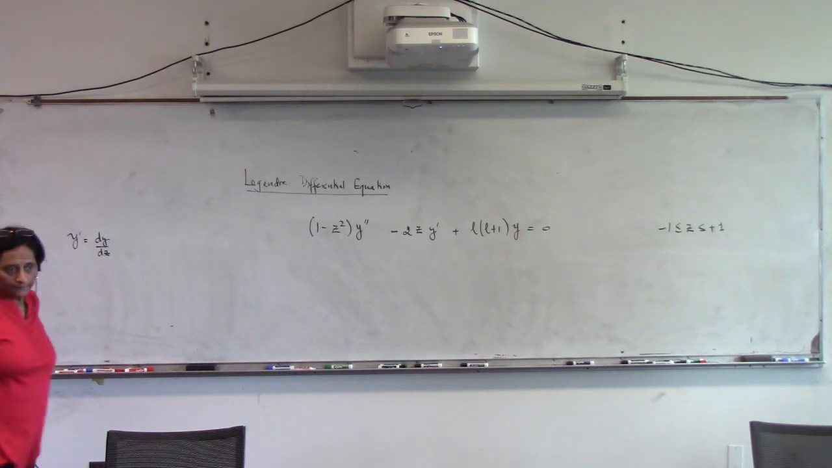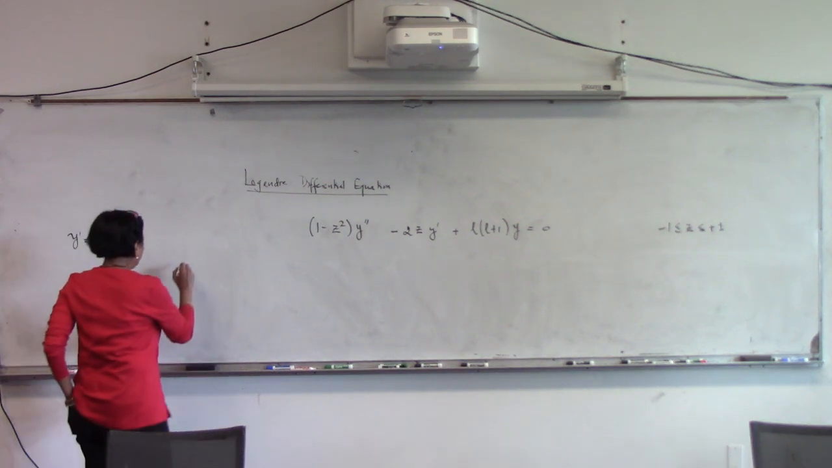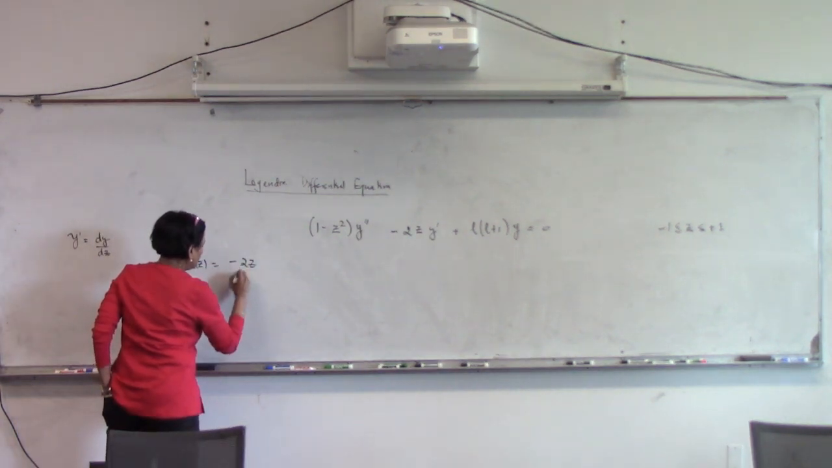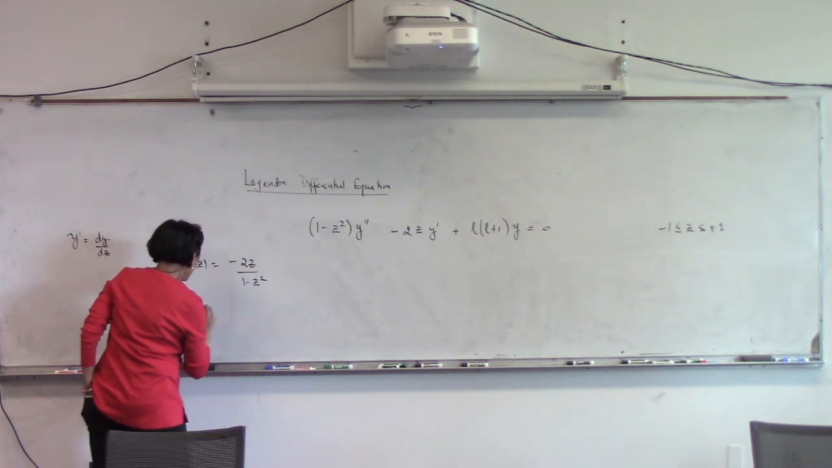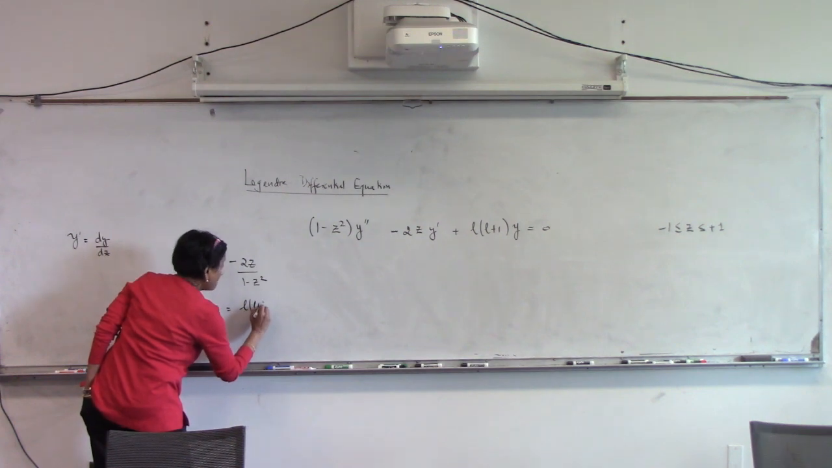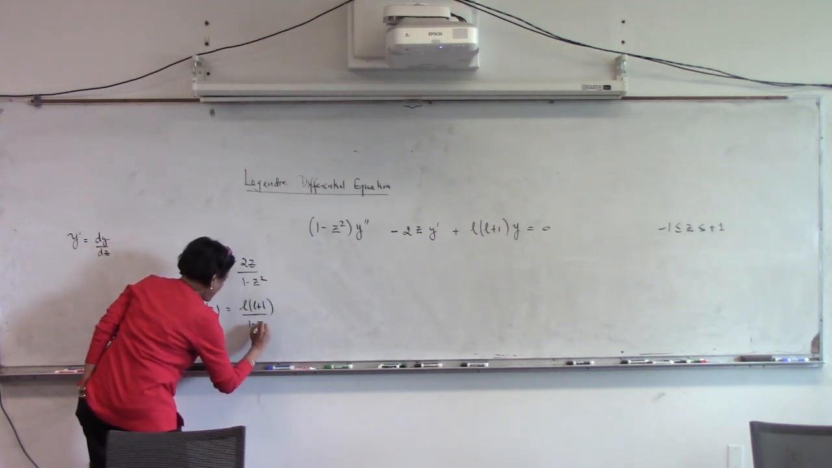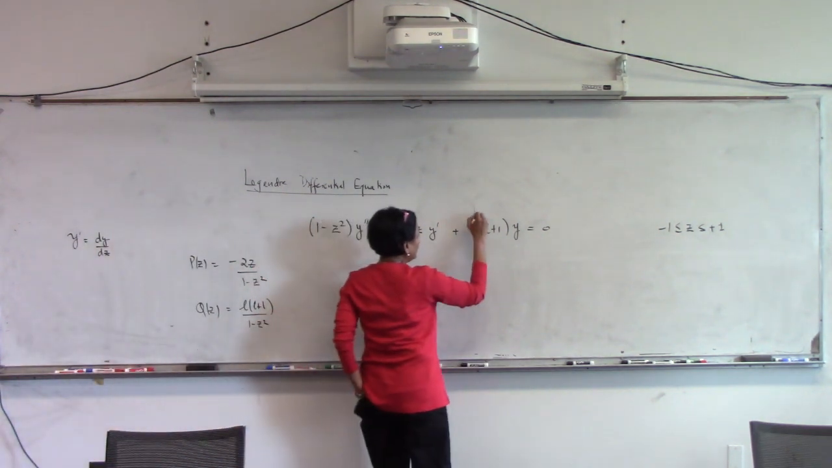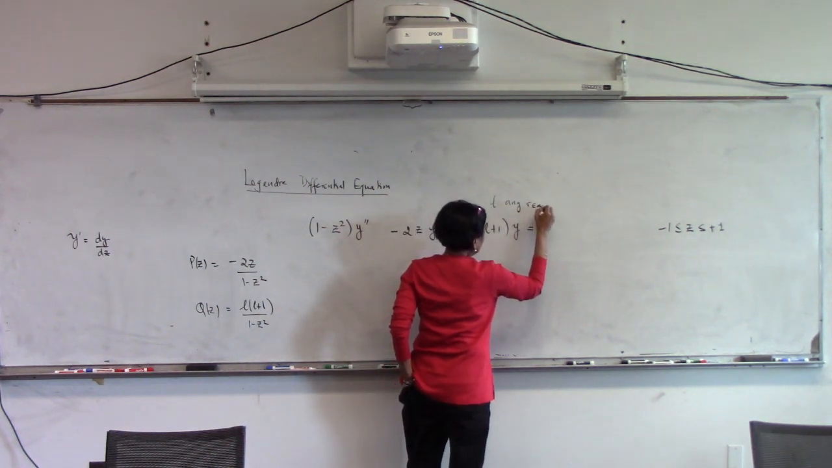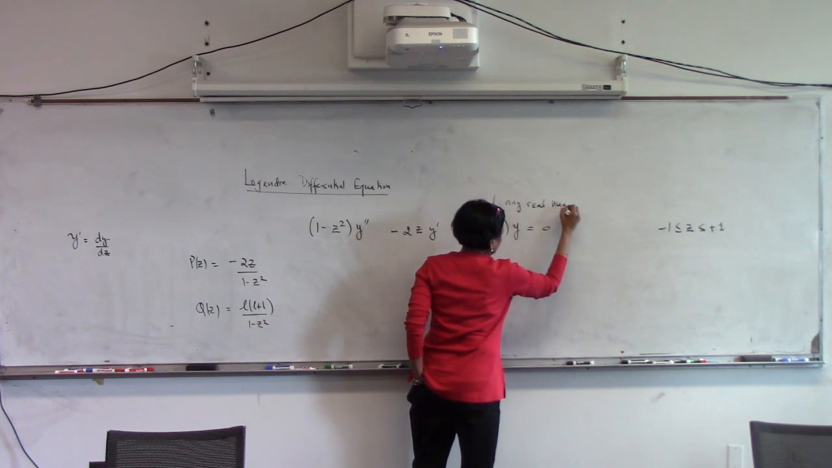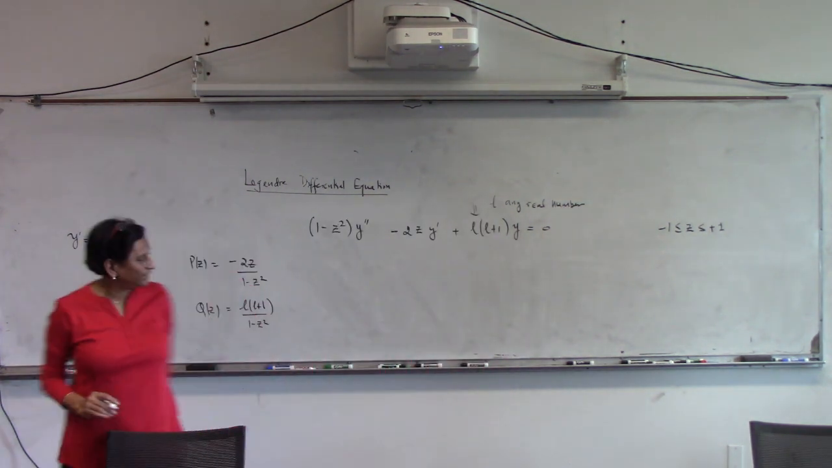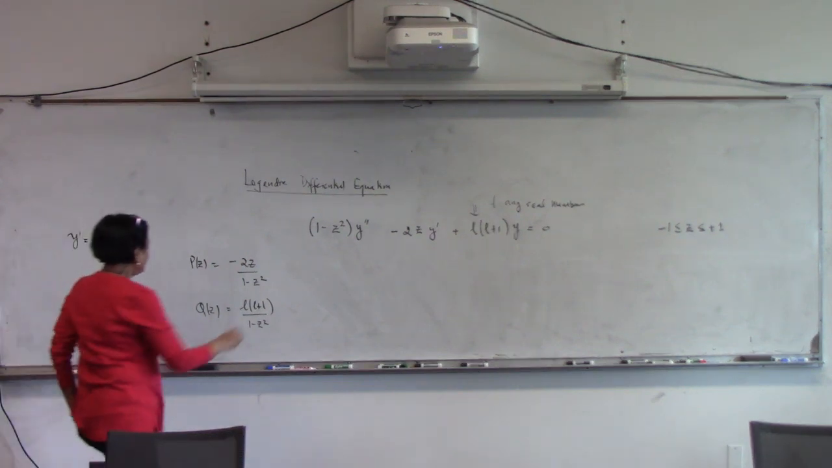What is P of z? Minus 2z over 1 minus z squared. Yeah. And Q of z is L times L plus 1. Okay, L is any real number, and we'll see when it becomes an integer what happens to it, okay? But L can be any real number.